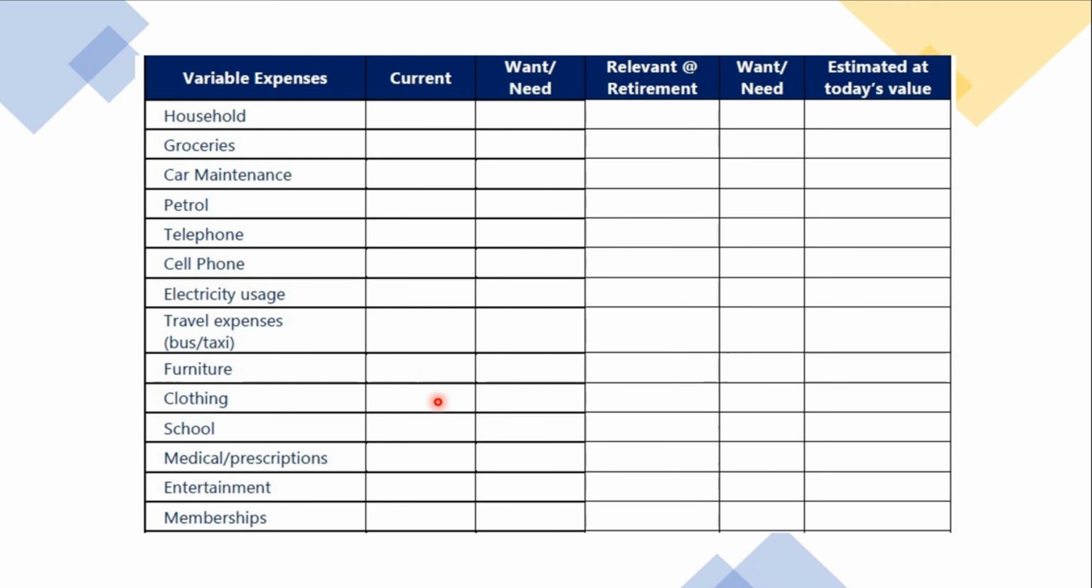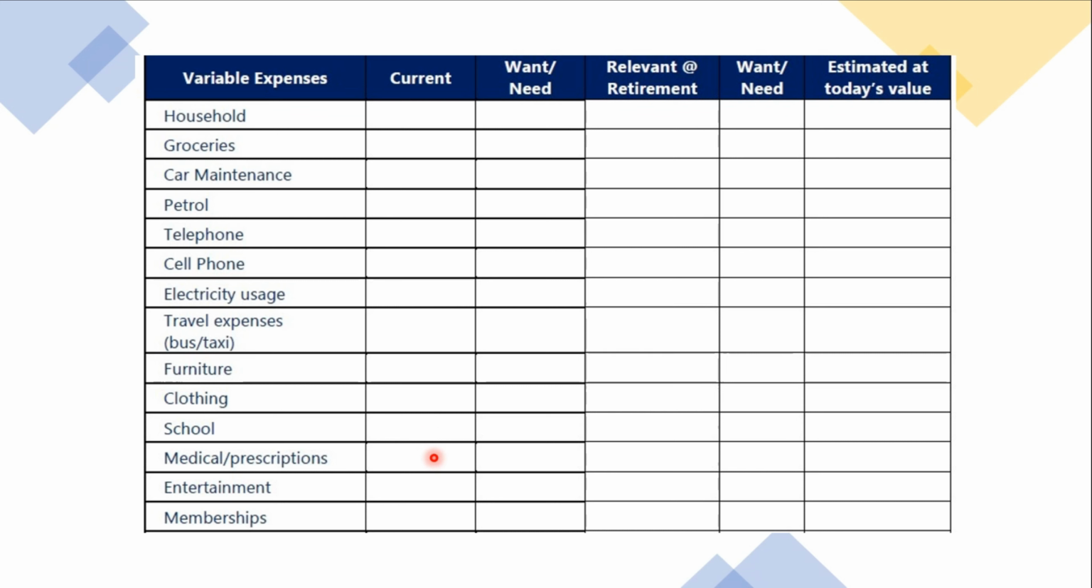Clothing. That would be cash clothing. It's variable, so you don't do it every time. School. Now, you might say to me, why is school here? It is not school fees. That would be a fixed expense. You understand my explanation from before. It's variable when it is, sometimes I've got to buy clothes, sometimes I've got to buy stationery. Hopefully at retirement I'm not doing that.